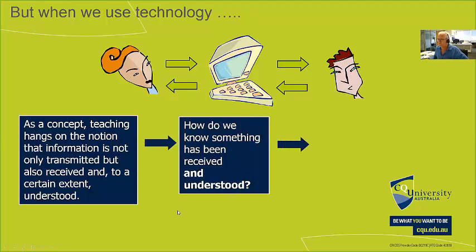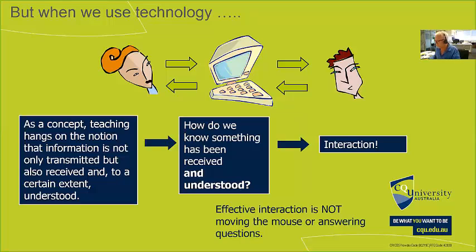How do we know something has been received and understood though? This is the big question with technology. And the only way we can gauge that is by interaction. And once we start talking about interaction, we're moving further along that curve, aren't we? We're moving away from the drill and practice scenario right through to the more deep, more constructivist type learning. And it doesn't really hinge on moving the mouse or answering questions. It's much more about what people do when they're starting to exchange, and when students in this model were the consumers of pedagogy, they now become the producers through technology.